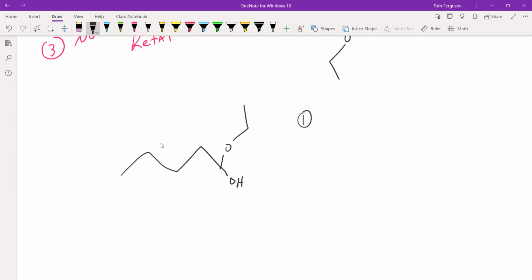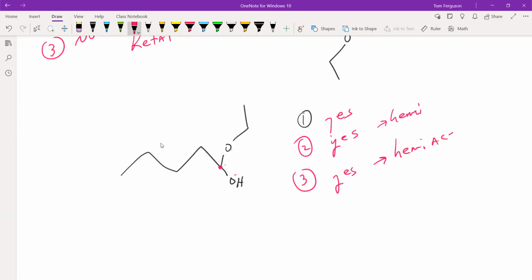We have OCO. Yes, we do. And OCO. Okay, we have OH present on that carbon there. Yes, sure do. And is there a hydrogen there? Yes. That means it's going to be a hemiacetal.